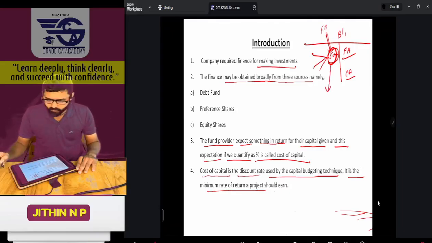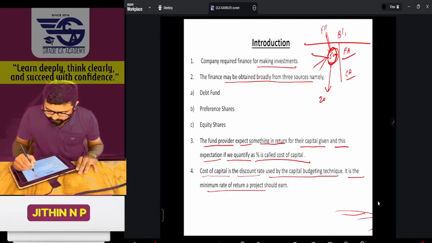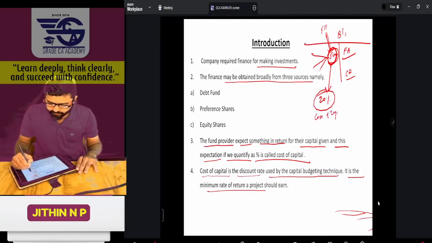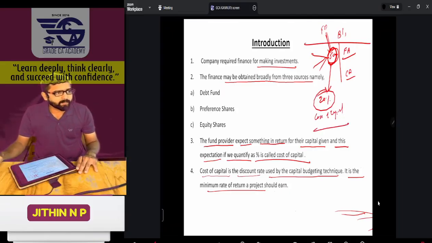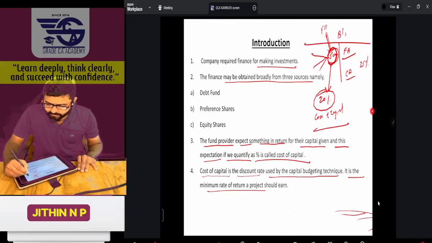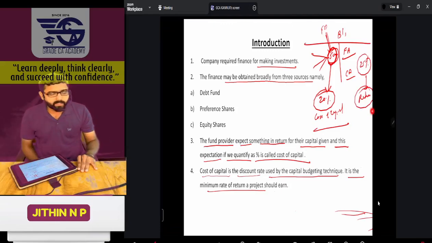Investors' expectation, or cost of capital, for this capital investment is suppose 20%. 20% is the cost of capital. Definitely, for running this business without loss, the company should earn more than its 20% return. If the company earns 25% return, it can pay 20% cost of capital to the investors.